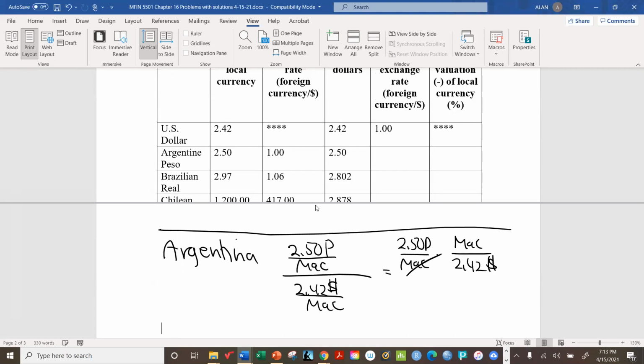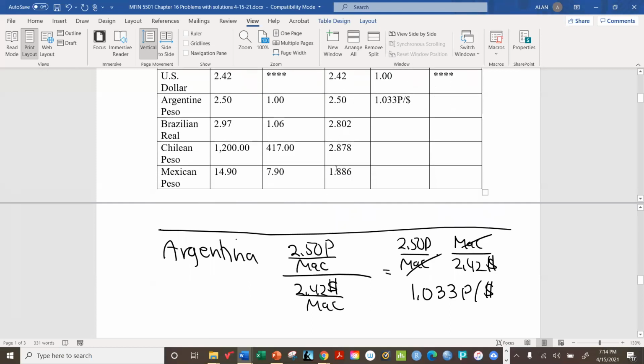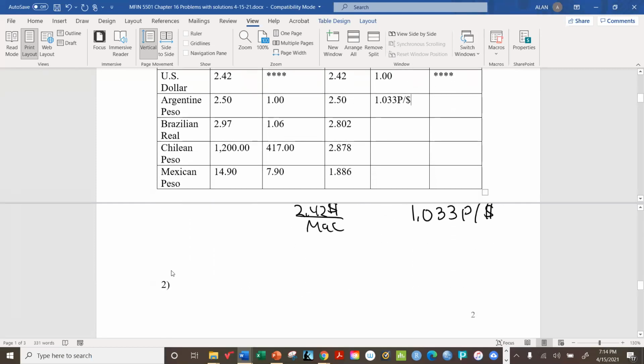Now, if you notice, the Macs drop out. So that ratio, 2.50 pesos over $2.42, works out to be 1.033 pesos per dollar. So this is what the exchange rate should be if PPP was true. All right, so you can see it's not off that much, but it is off. And then we move on to Brazil.